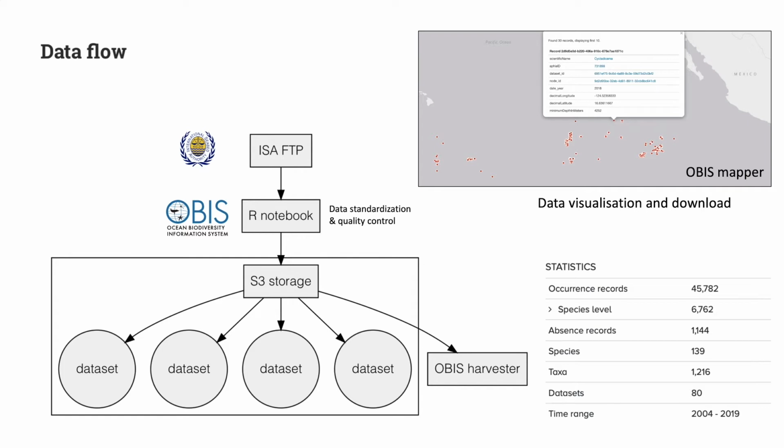Currently, we receive 80 datasets from the ISA, from the contractors. It represents 45,000 occurrences of 139 species. With OBIS, you can also visualize and download the data, in addition to accessing the data through the DeepData portal.